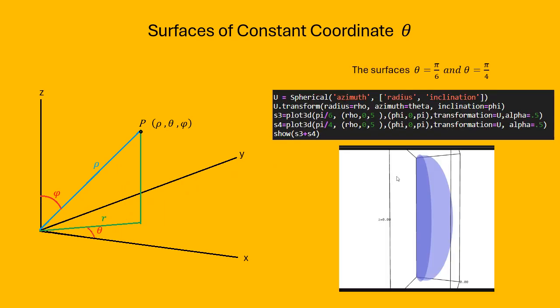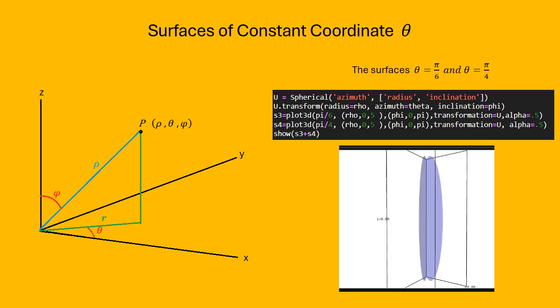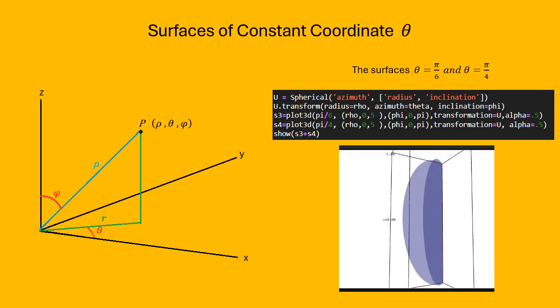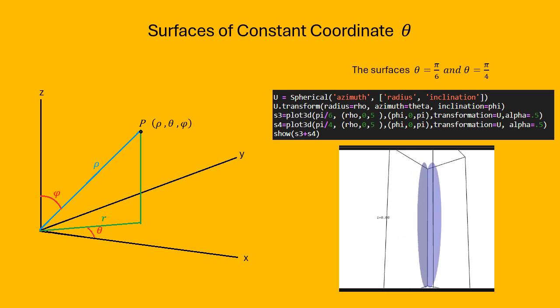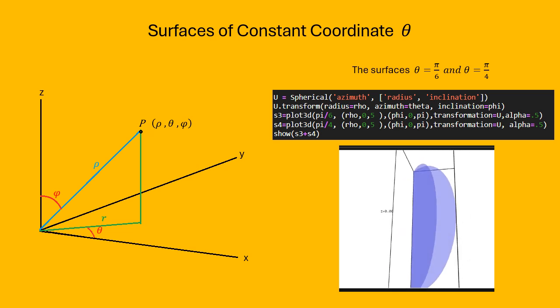Here is an illustration of two surfaces. One surface is phi equals pi over 6, and the other one is phi equals pi over 4. We can rotate this so that we can see a little bit more of it. To me, it looks something like a taco shell.